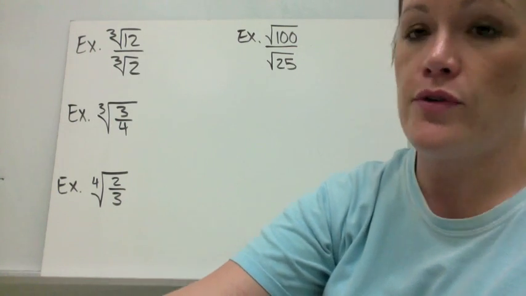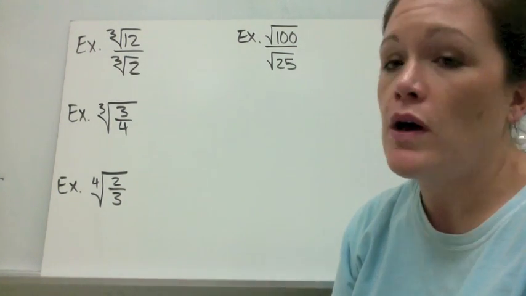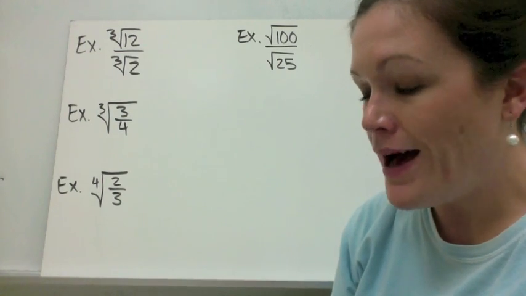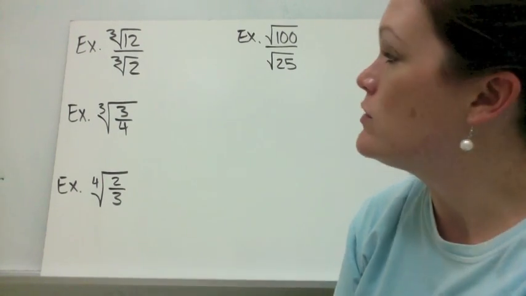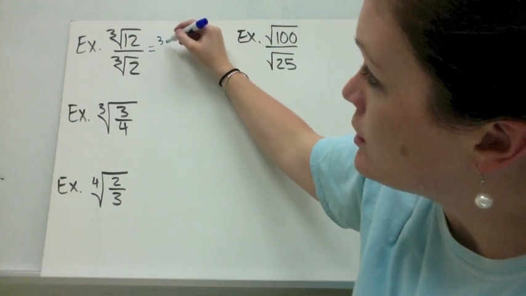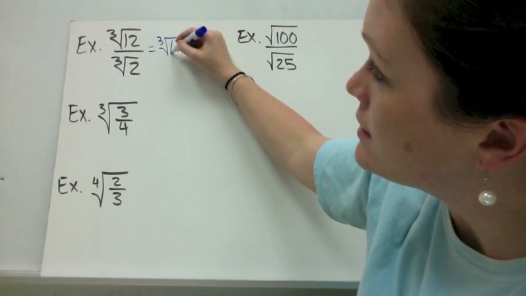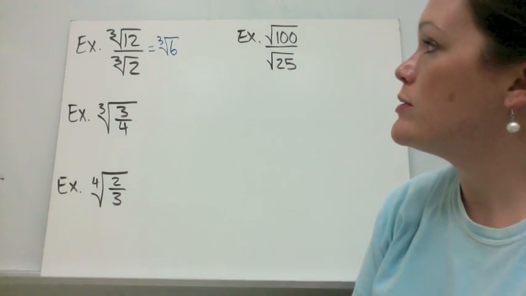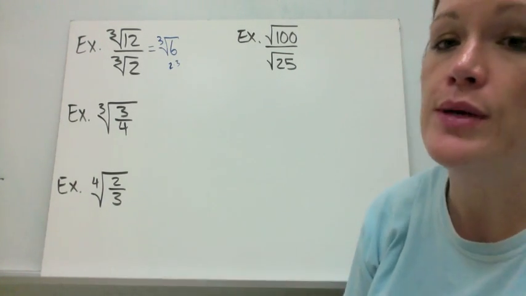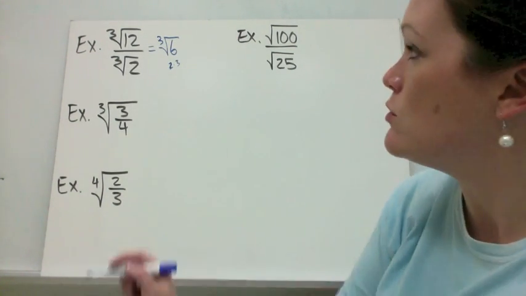So for our first one, if we have the cube root of 12 divided by the cube root of 2, we can simply divide because they are both cube roots. So the cube root of 12 divided by the cube root of 2 would be the cube root of 6. And then when we break down 6, we only get 2 times 3, so we don't have anything that we could take out. So we just leave it as the cube root of 6.